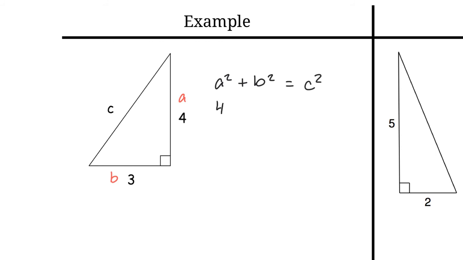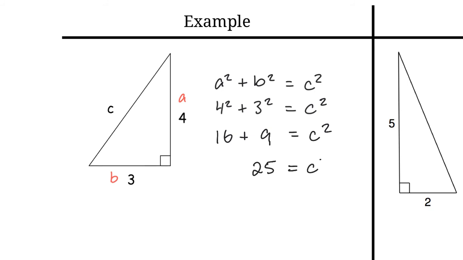So this will be 4 squared plus 3 squared is equal to C squared. And to find the missing side, we can just solve this equation. So we can do these calculations, 4 squared and 3 squared. 4 squared is 16, 3 squared is 9, and that's equal to C squared. And we can add 16 and 9 together. We'll get 25 is equal to C squared.